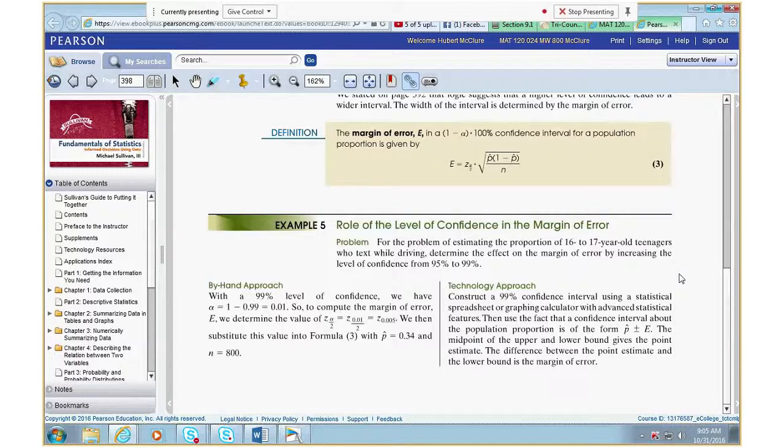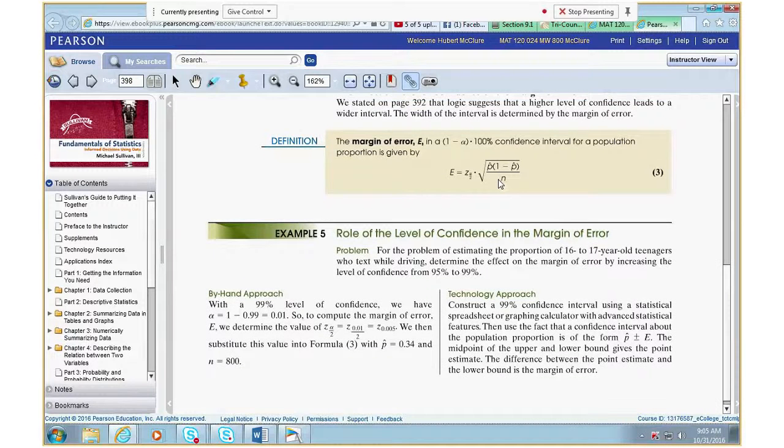There's the margin of error. Write that down. See, even right here, they call it z sub alpha over 2. They still call it z right here. So you just have to put E is equal to Z times the square root of PQ over N.